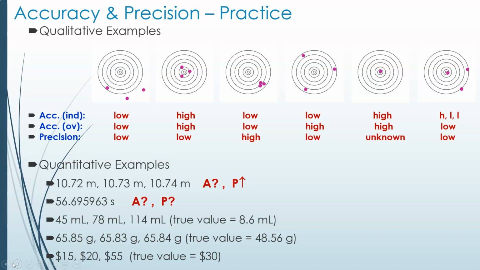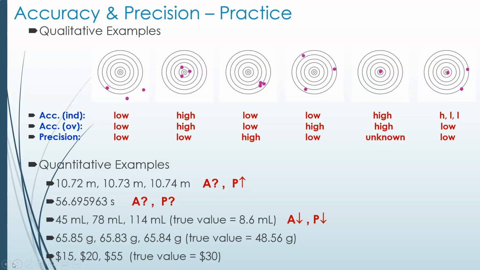So not only are all of the individual values far from the true value, but the average, even without a calculator, you can tell that the average of those three values is going to be very different from 8.6 mils because they're all way too high. And as such, we know that not only is the individual accuracy of each of the three measurements very low, but we know the overall accuracy is also low. And we also know that these measurements are nowhere close to one another, and therefore precision is low as well.